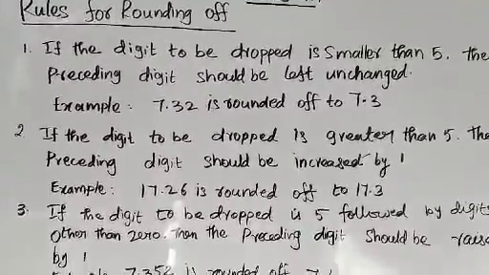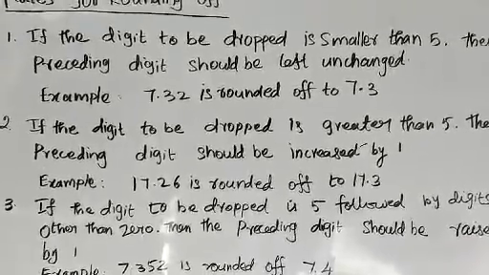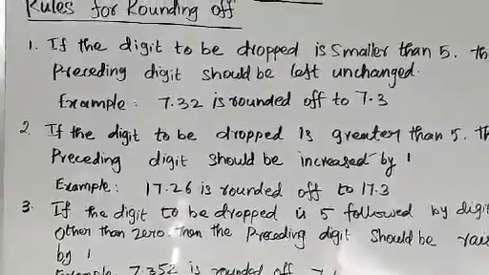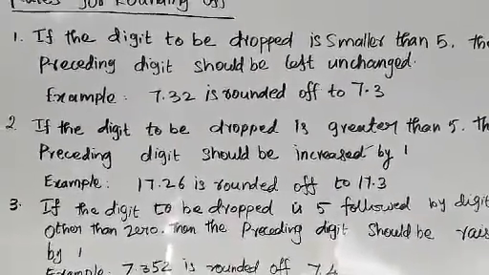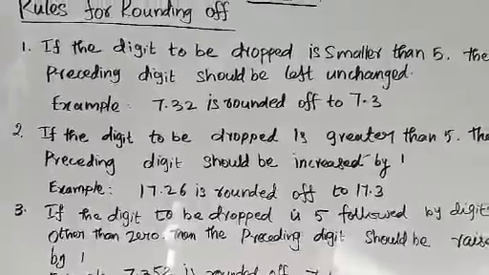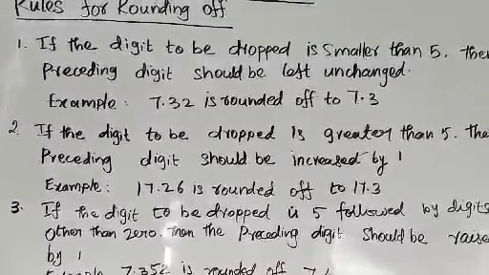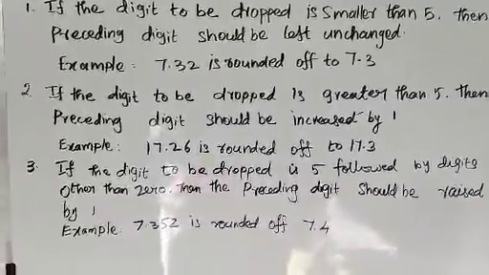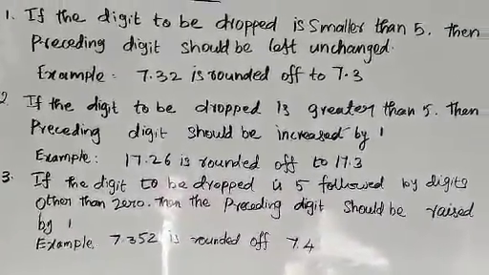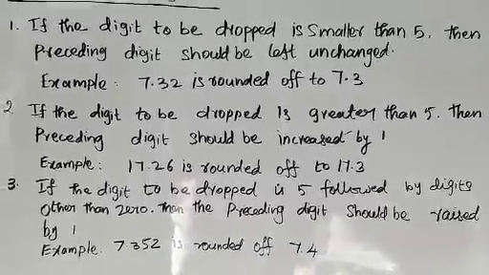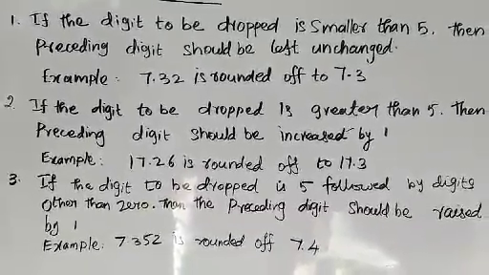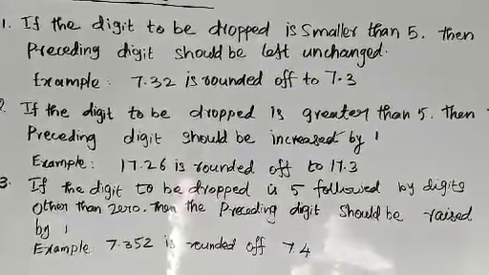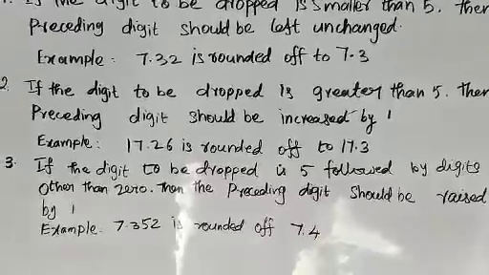Example, 17.26 is rounded off to 17.3. The last digit of 17.26 is greater than 5, so drop the digit and increase by 1 the digit before it, so 17.3. Point 3: if the digit to be dropped is 5 followed by a digit other than 0, the preceding digit should be raised by 1.